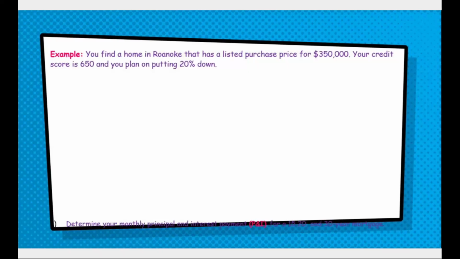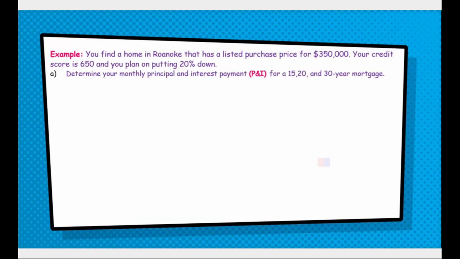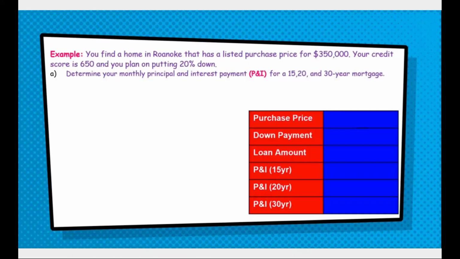But let's figure out what our loan amount would be based off of this, because we're going to find out what our monthly payment is, and in order to do that, we need to find out how much our loan amount is. So, determine your monthly principal and interest payment. This is often shorthanded as P&I. That's your principal and interest payment, not your taxes and insurance, for a 15, 20, and 30-year mortgage.